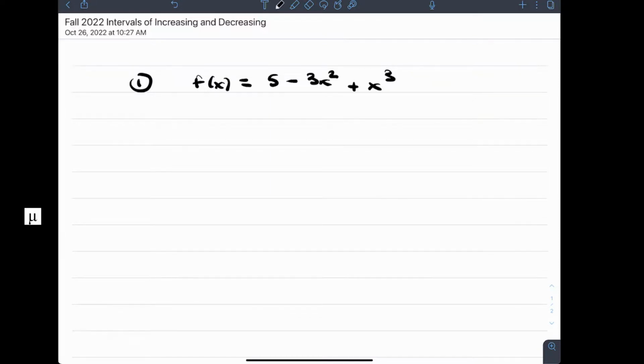Let me find, I don't know, how come I can't find my mouse? Oh, there we are. Okay.